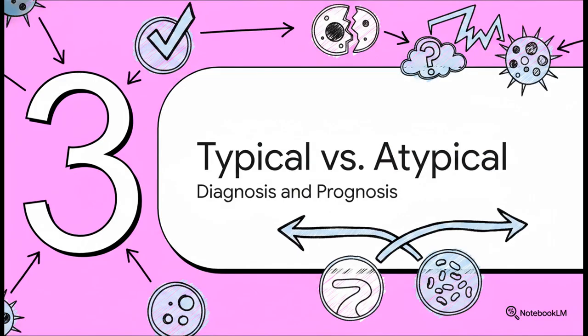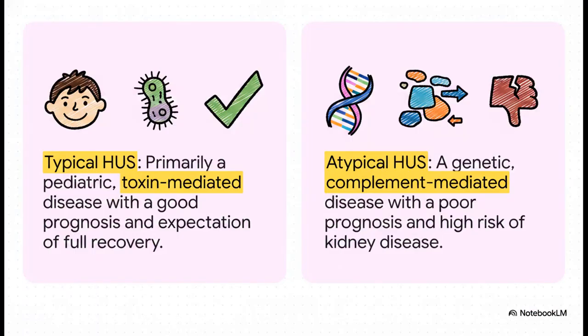We now arrive at what is arguably the most critical classification within HUS, the distinction between the typical and the atypical forms. This is a massive fork in the road. And this comparison really highlights the profound differences in both etiology and outcome. And these differences are what will ultimately dictate your entire management strategy. Typical HUS is mostly in kids, follows diarrhea, and has a good prognosis. Atypical HUS can happen at any age, is complement-mediated, and carries a much poorer prognosis.